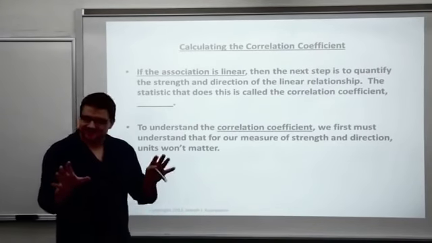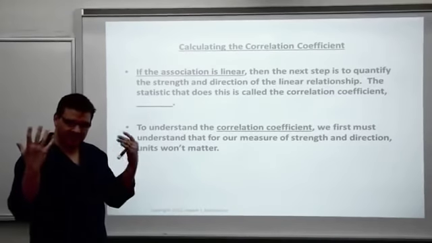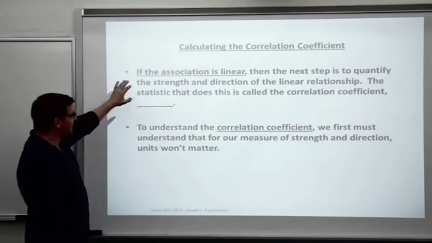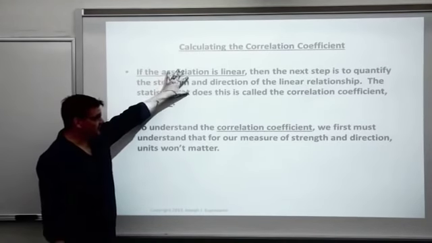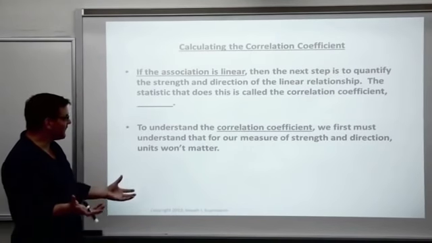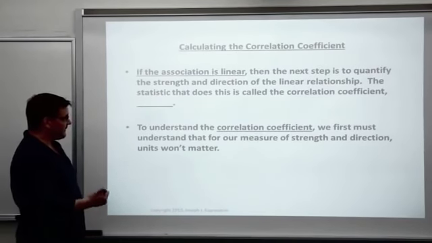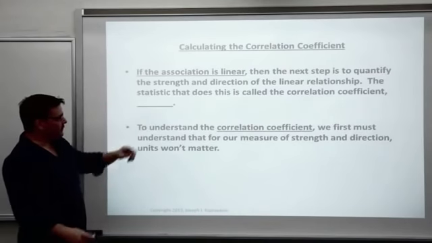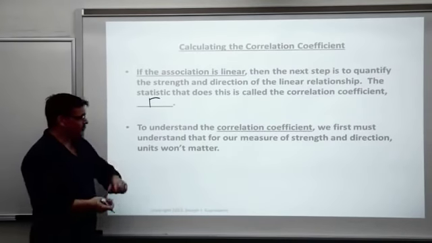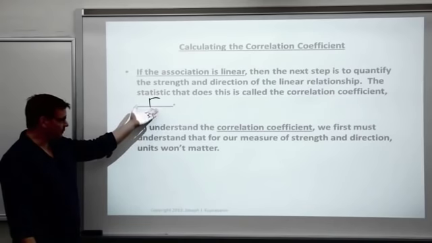I'll say right off the bat, StatCrunch will be doing the calculating, but we've got to have the theory in our heads as to why this is the right number. All right, calculating this correlation coefficient. Step 1, if the association is linear, so you've got to look at a scatter plot and look for a linear relationship. The next step is to quantify the strength and direction by calculating the correlation. The letter that we'll use, of course, is R. I don't know why, of course. Correlation coefficient starts with C and C, but R is the right letter here, so that's the symbol for correlation.